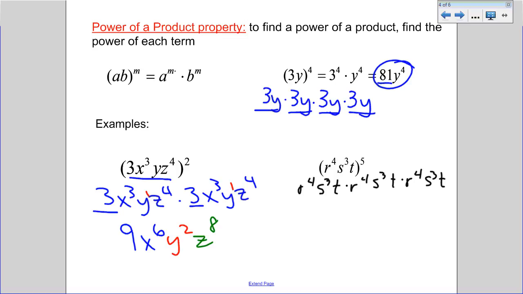Now here's what I told second hour. You may have run out of room here, guys, but it's still just multiplication. So write it down here in this line: r to the 4th, s to the 3rd, t, r to the 4th, s to the 3rd, t.